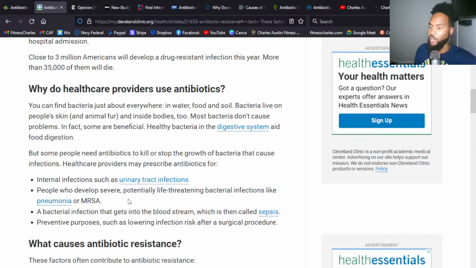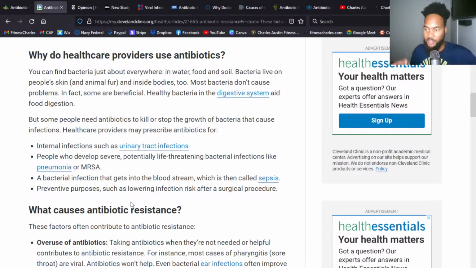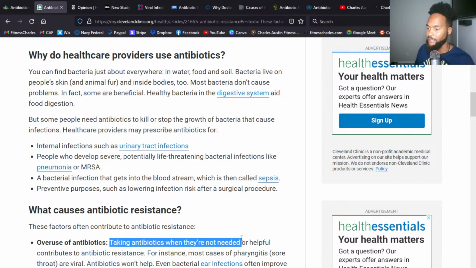So some of the causes, right? What are some of the causes of this antibiotic resistance? One of the big causes is overuse. And when we talk about overuse, we're talking about taking antibiotics when they're not needed or even helpful.